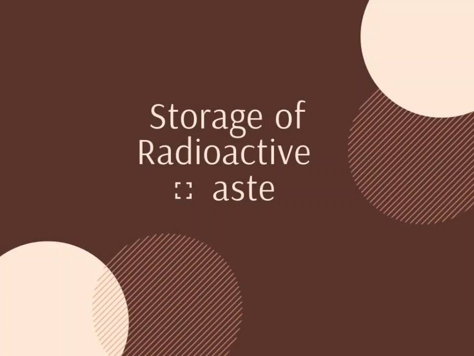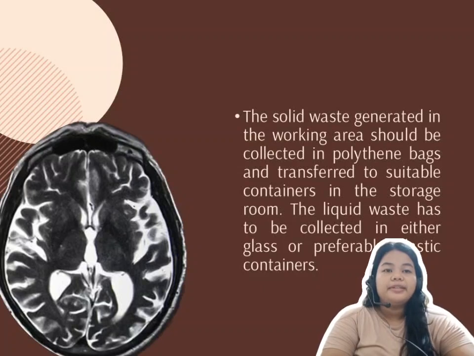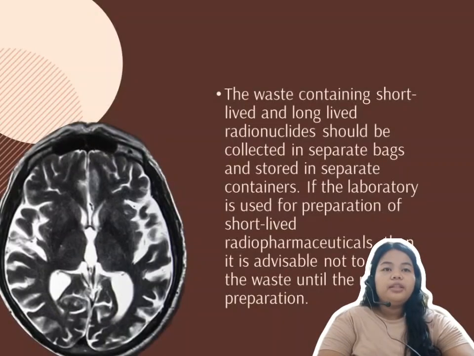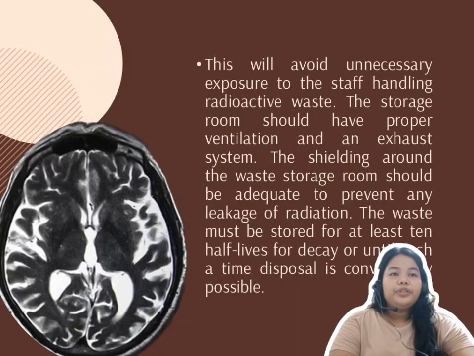And now let us move on to storage of radioactive waste. The solid waste generated in working areas should be collected in polythene bags and transferred to suitable containers in the storage room. The liquid waste has to be collected in either glass or preferably plastic containers. The waste containing short-lived and long-lived radionuclides should be collected in separate bags and stored in separate containers. This will avoid unnecessary exposure to the staff handling the radioactive waste.